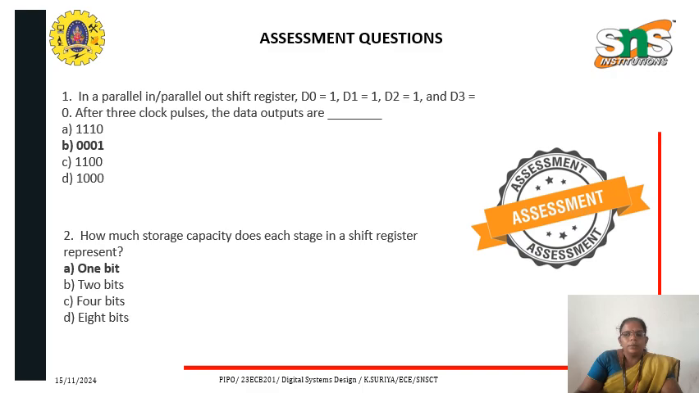Let us take up some assessment questions. In a parallel in parallel out shift register, D0 is equal to 1, D1 is equal to 1, D2 is equal to 1, and D3 is equal to 0. After 3 clock pulses, the data outputs are 0, 0, 0, 1. How much storage capacity does each stage in a shift register represent? So as you know, each flip-flop has only 1 bit memory storage. Here the answer is 1 bit.